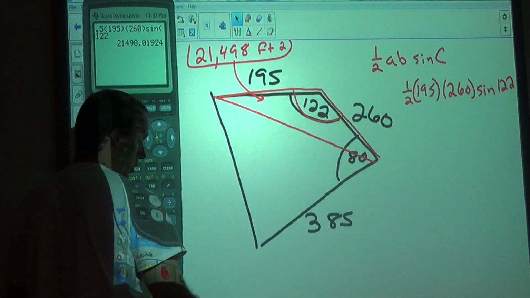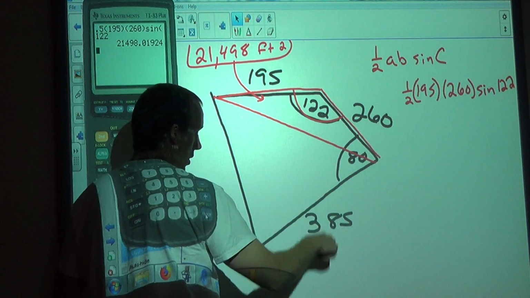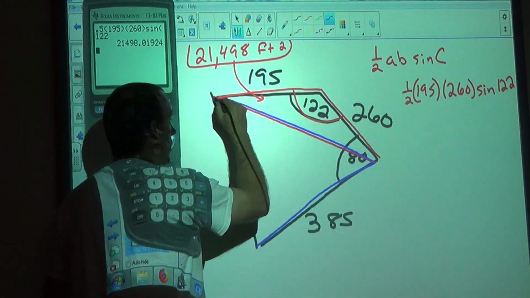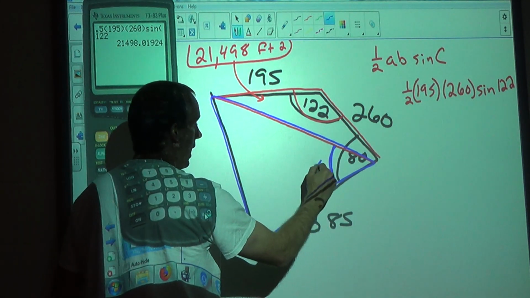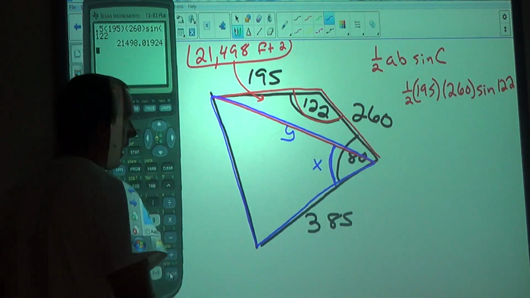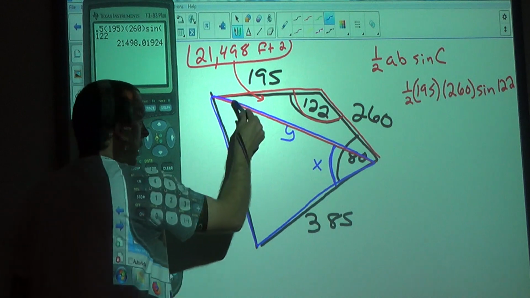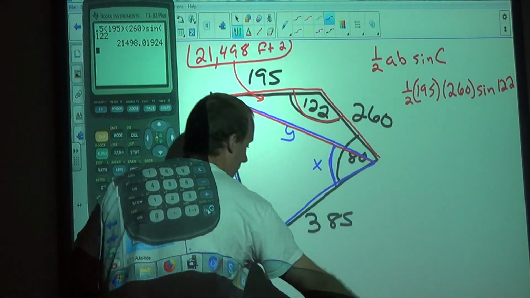Now the other triangle, I can't find the area yet because I don't know enough. So what I'm going to need to know here, if I do the other triangle, we'll call it the blue triangle, I'm going to have to find this angle, call it X, and this side, we'll call it Y, and then I'll be able to find it. I go off of this angle because this tells me nothing down here, and this tells me nothing up there. Okay, so let's go back to the red triangle.